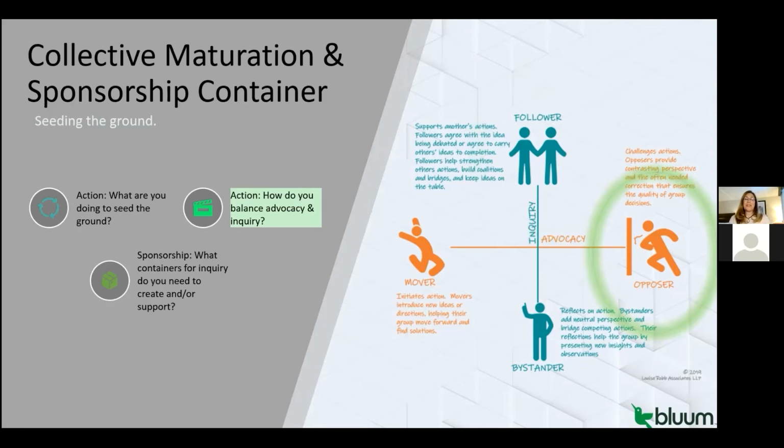So, opposers. These can be perceived as naysayers. Perhaps you may feel that these are folks who are always finding fault with the initiatives as they are being rolled out or as they're progressing. Sometimes they can even appear to be confrontational or resistant. But opposers play a very important role in any work that you do.